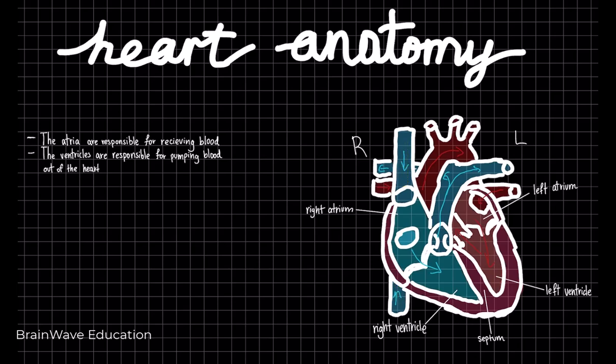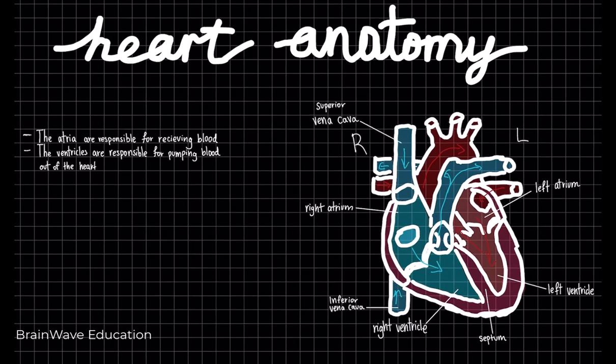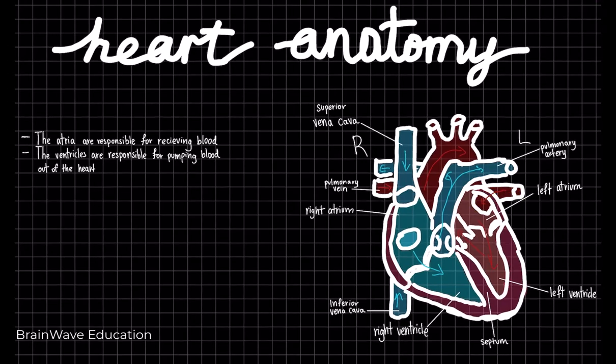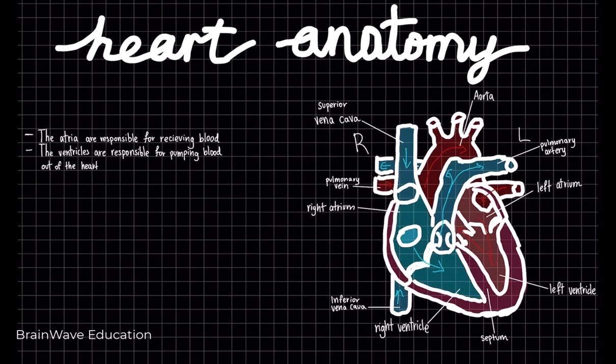The superior vena cava and the inferior vena cava bring deoxygenated blood from the body to the right atrium. The pulmonary artery carries deoxygenated blood from the right ventricle to the lungs. The pulmonary veins bring oxygenated blood from the lungs to the left atrium. The aorta carries oxygenated blood from the left ventricle to the rest of the body.